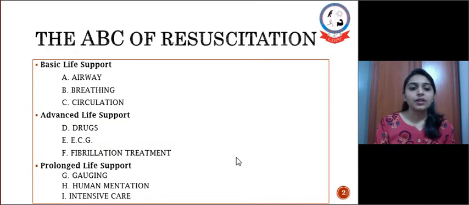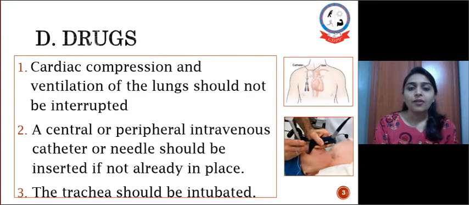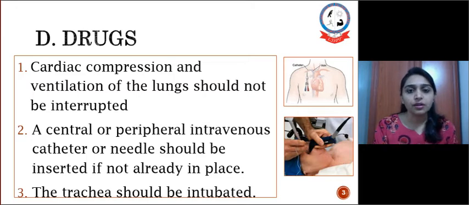Advanced life support will include DEF, that is drugs, ECG and fibrillation treatment. First we'll start with drugs, where we need to give drugs to the patient to make the heart return to normal sinus rhythm. Cardiac compression and ventilation of the lung should not be interrupted meanwhile. And we need to also insert a central or peripheral intravenous catheter or needle so that we can provide intravenous drugs.